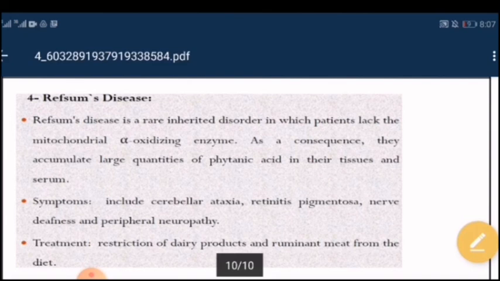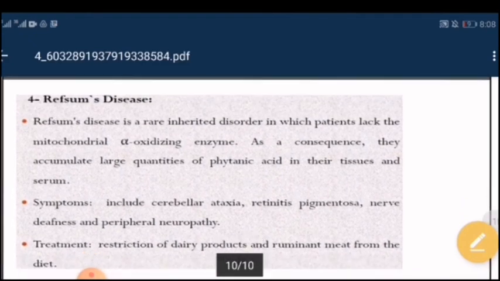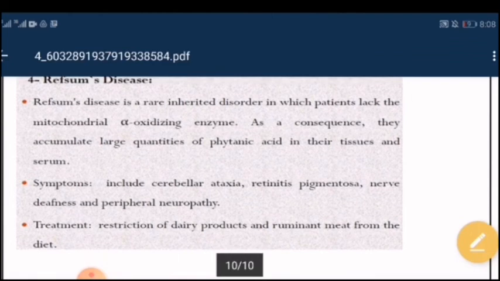nerve fibers neuropathy or peripheral nerve fiber problems, and nerve deafness particularly. So if someone has alpha oxidizing enzyme deficiency, they need to avoid dairy products or meat products.